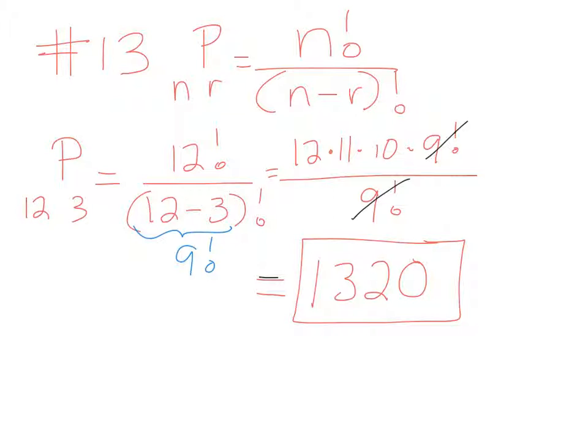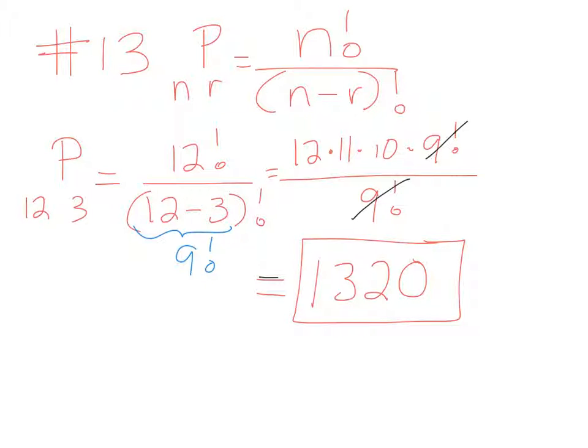In number 13, you need to use a formula for permutation. So it's P over N R. N is the biggest number. The formula is N factorial divided by N minus R factorial. So the number of ways that you can arrange the 12 people in 3 different ways. The 12 is the total number. The 3 is how many finishers you want.